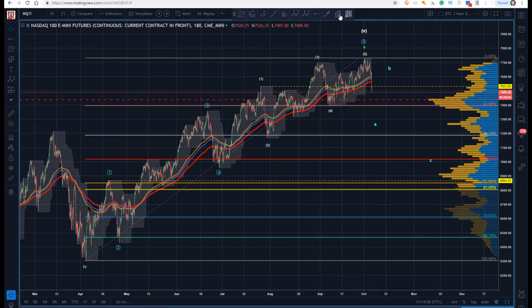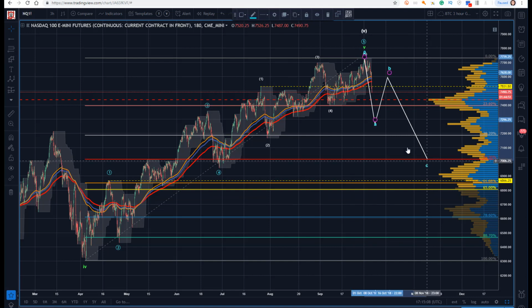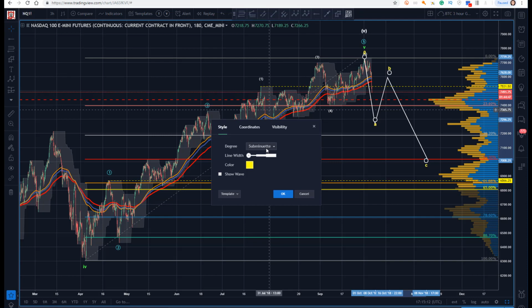So the first move is not the move to be selling. The retrace of that first move is the move to be selling if you're looking for that short. So as I bring this over here, put that in yellow, that looks fairly reasonable. Let's go up a degree.